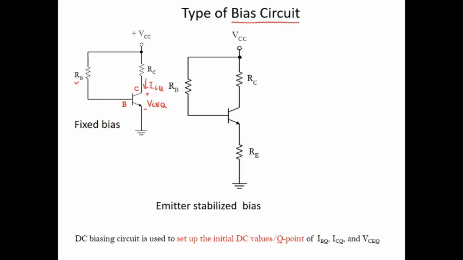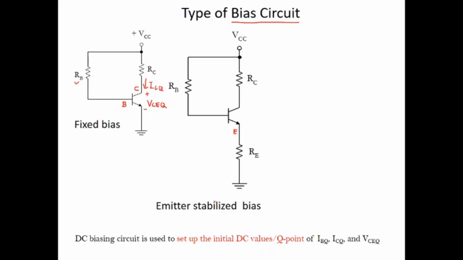Another type of bias circuit adds a resistor at the emitter. The difference between fixed bias and this second type, which we call emitter stabilized bias, is that by having the emitter resistance RE, it will stabilize the bias operation. The detail of this stabilizing will be discussed later.